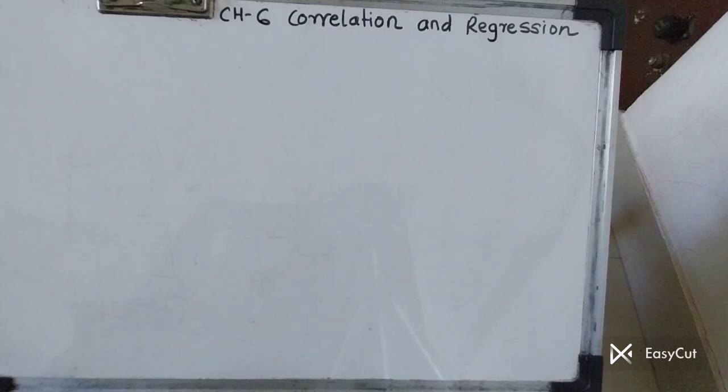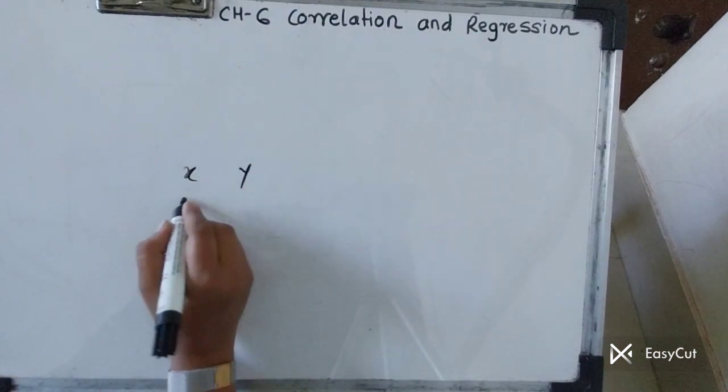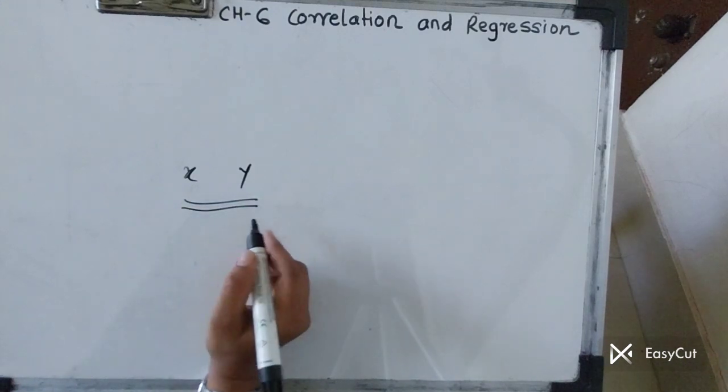Hello everyone, this is the 6th chapter, correlation and regression. This is the last chapter of our syllabus. Okay, what is the correlation? Correlation means relation between two variables, suppose x and y, relation between x and y.